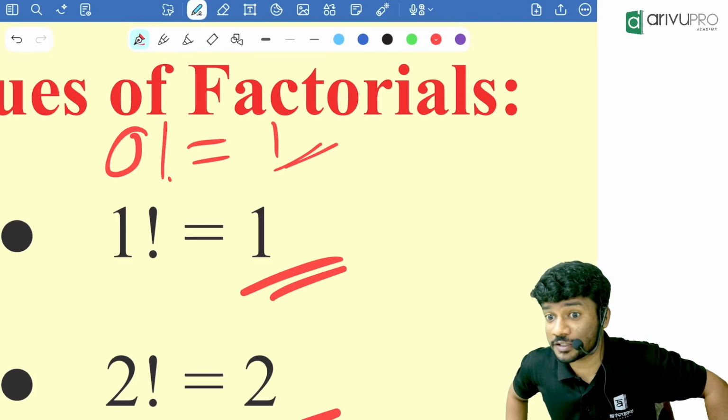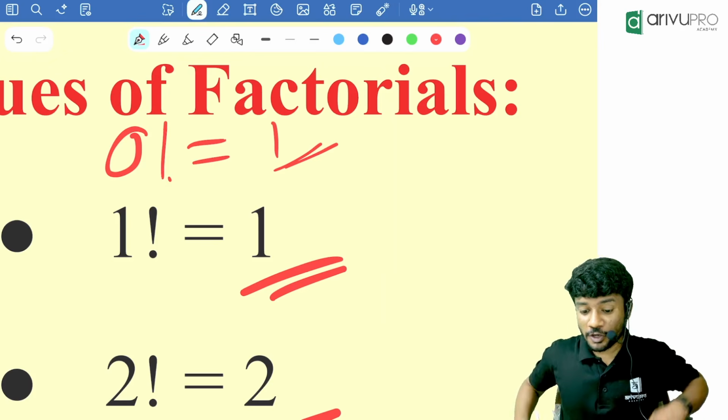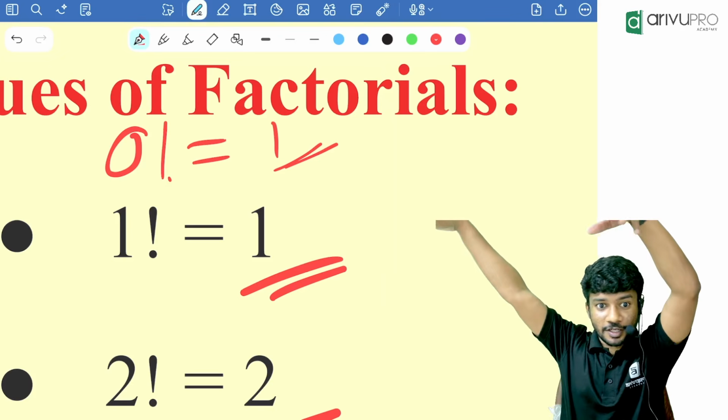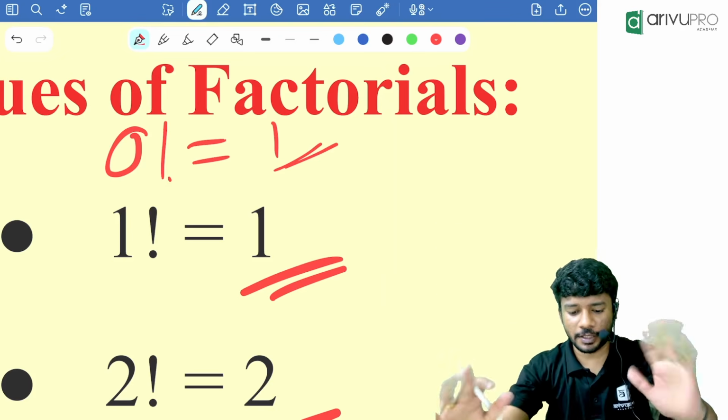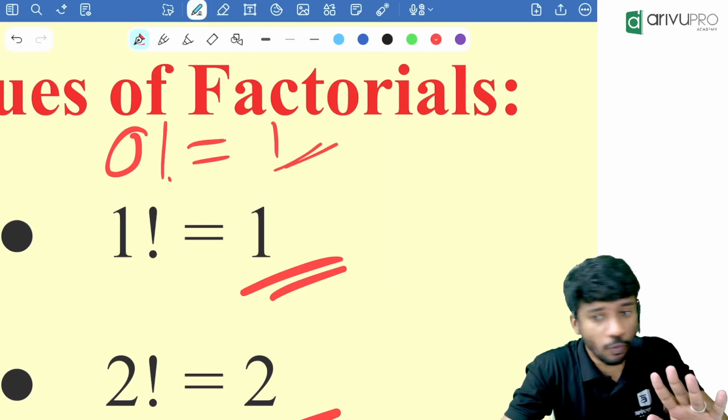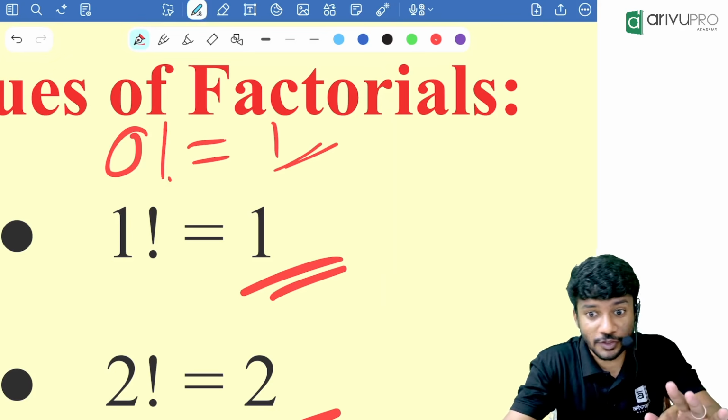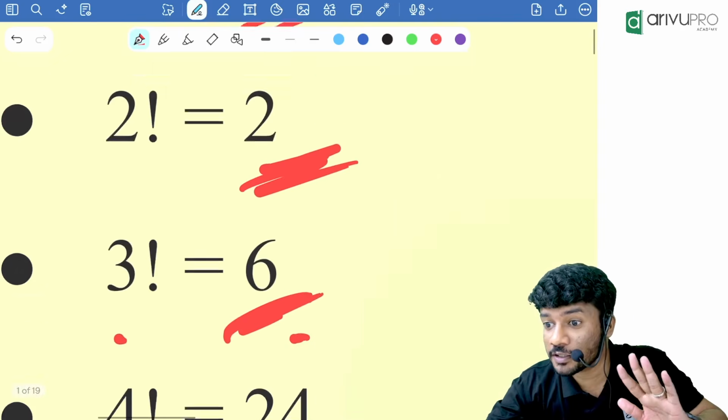For 0 factorial is equal to 1. But usually people will say, oh, in maths it is assumed that way. Okay, that is the usual way. But the thing is, 0 factorial is equal to 1. If some of your friends come and ask you how 0 factorial is 1, you can tell them this way.